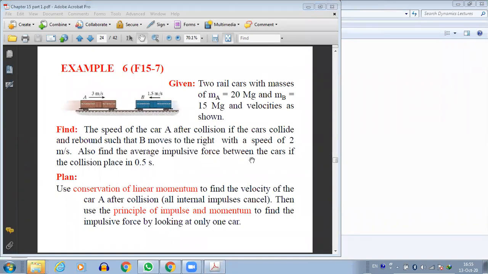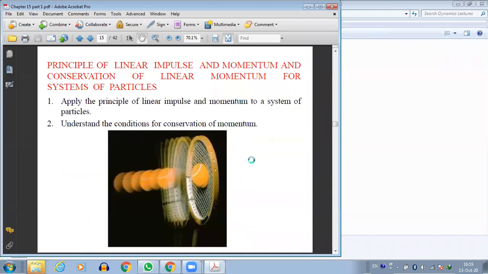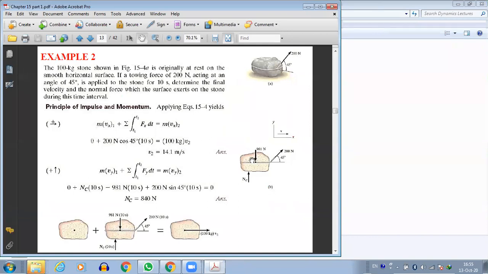Okay, assalamu alaikum. One student is asking about example 2: why do we assume that there is no motion in the y direction? In reality, there is no motion in the y direction. It's a big, heavy stone, moving in the x direction. Just look at the problem and you will see that its motion is only in the x direction.